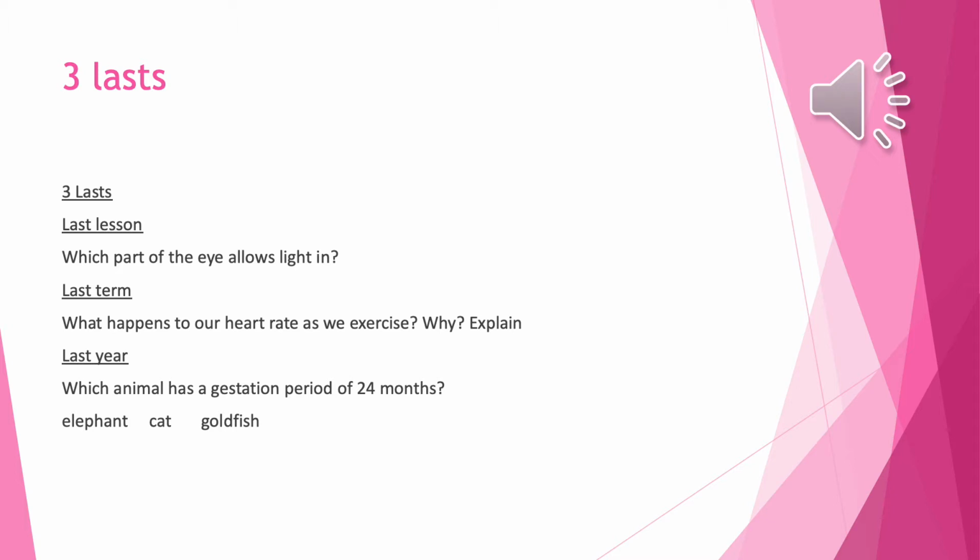And then last year, which animal has a gestation period of 24 months? Remember that gestation means the amount of time that a mammal is pregnant for. So if we think very carefully, you need to choose whether it's an elephant, the cat, or the goldfish. Answers will be on the next slide.